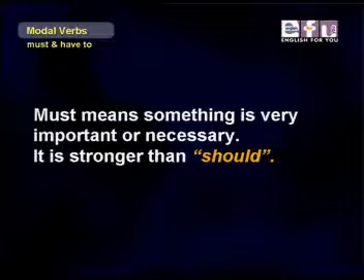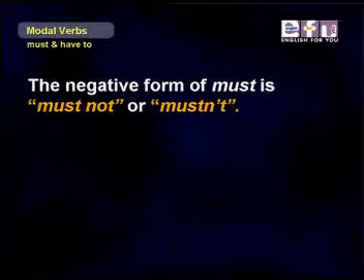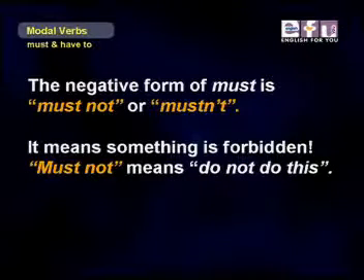So you can see that must means something is necessary or very important. It is stronger than should. So please follow along on your computer so we can better understand must and mustn't. The negative form of must is must not or mustn't. It means something is forbidden. Must not means do not do this.